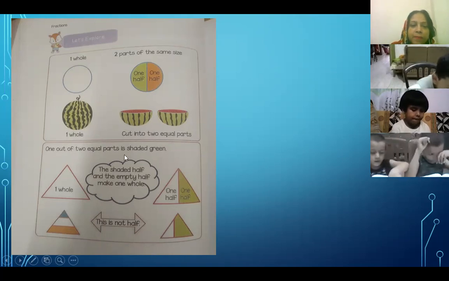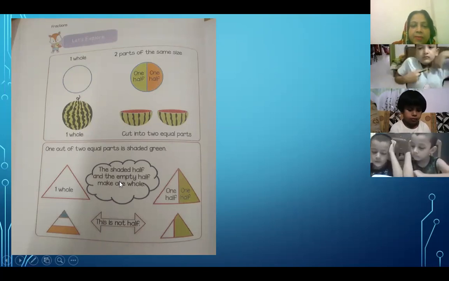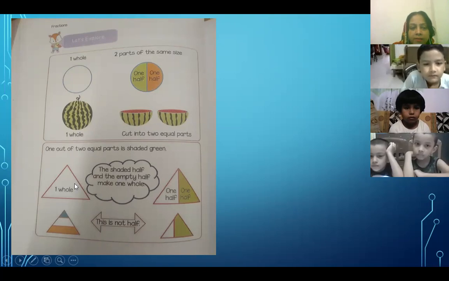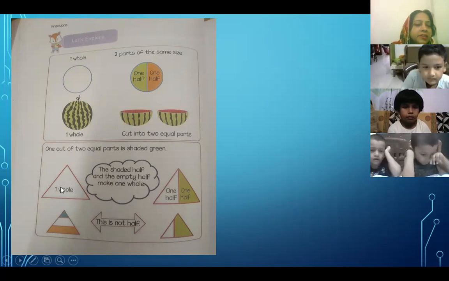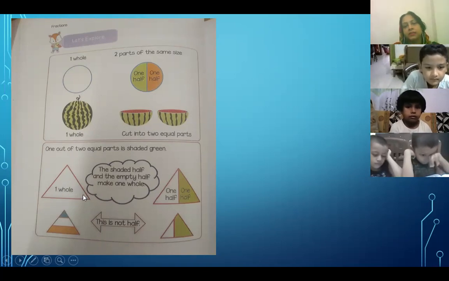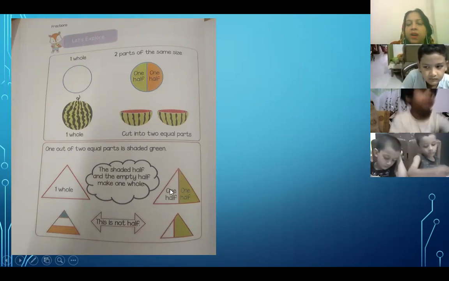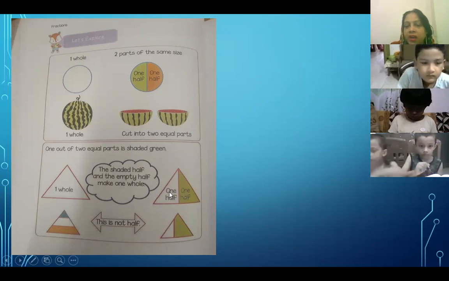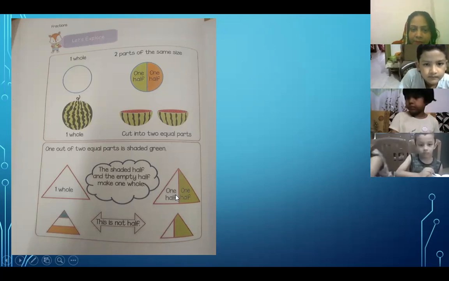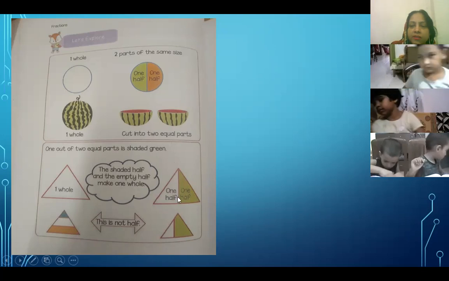One out of two equal parts is shaded green. Look at this. The shaded half and the empty half make one whole. This is one whole triangle. Remember triangle? Yeah, in our previous class. If you have this, one half is green and one half is white.